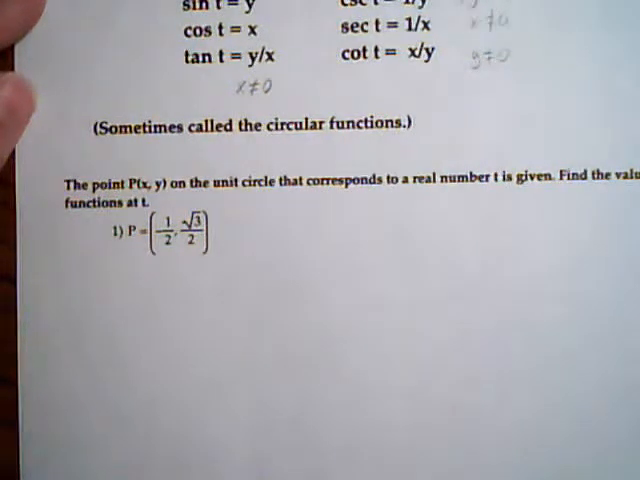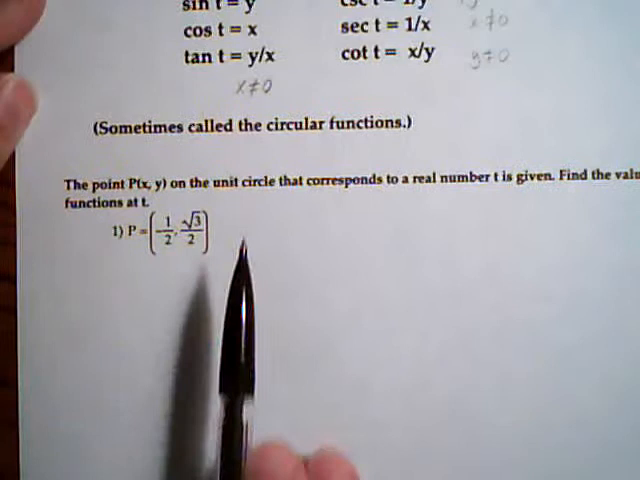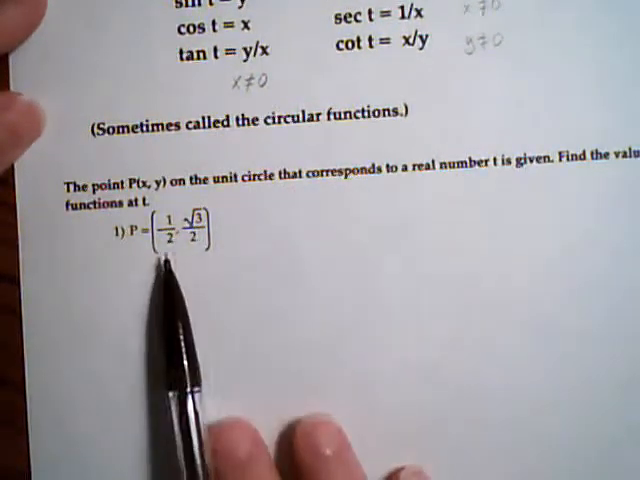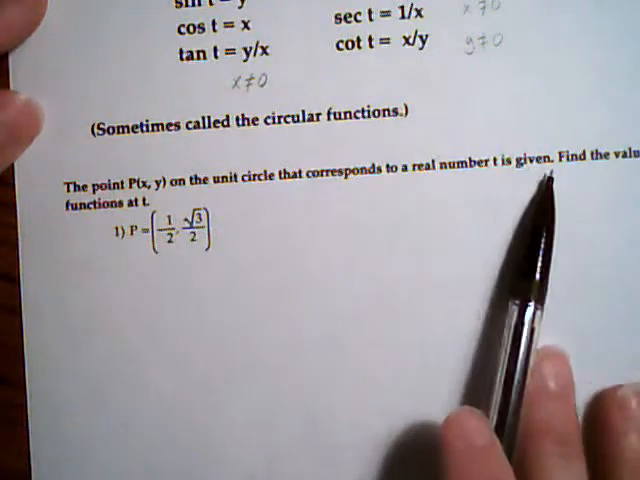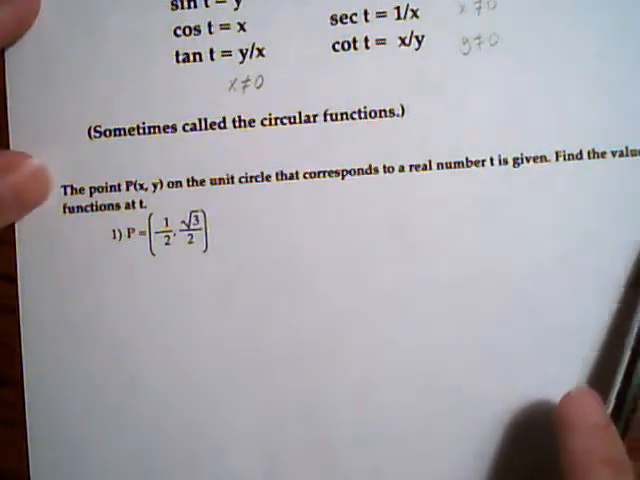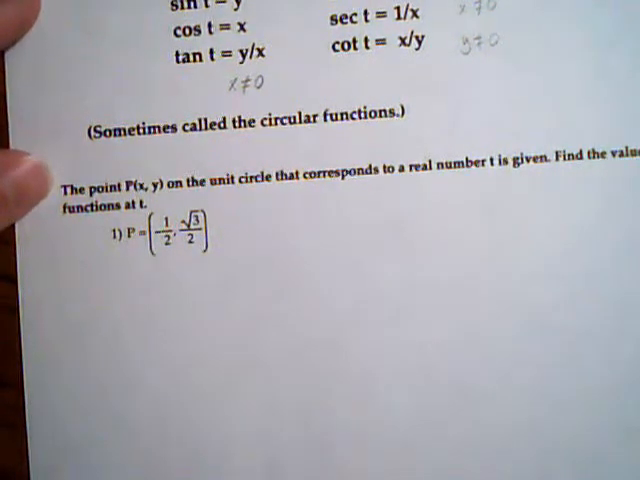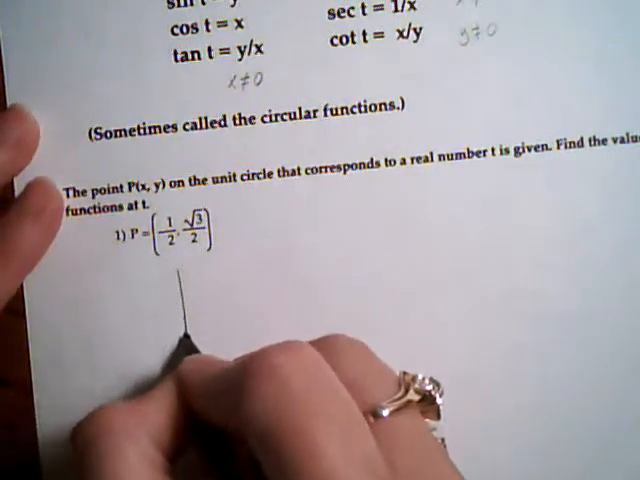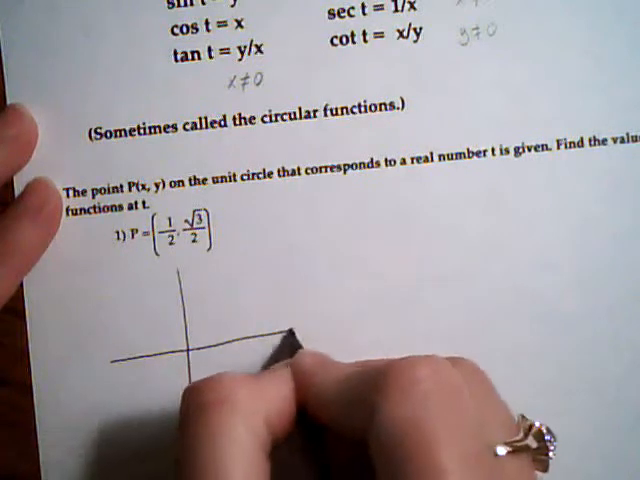Okay, example 1 says the point P on the unit circle corresponds to a real number t, and that's given. The point P is given. Find the values of the trigonometric functions at t. So we know that by this being an ordered pair, let's just draw out a sketch of what this would look like.